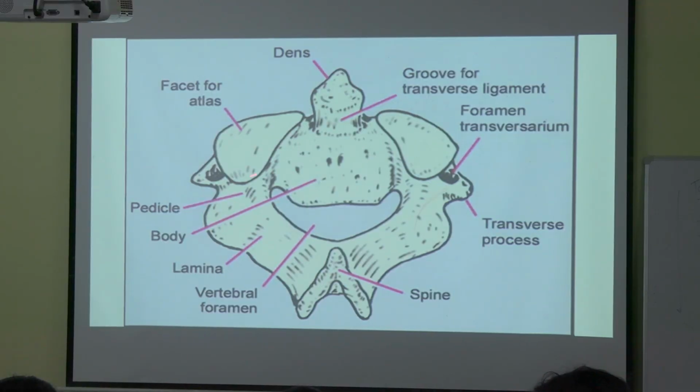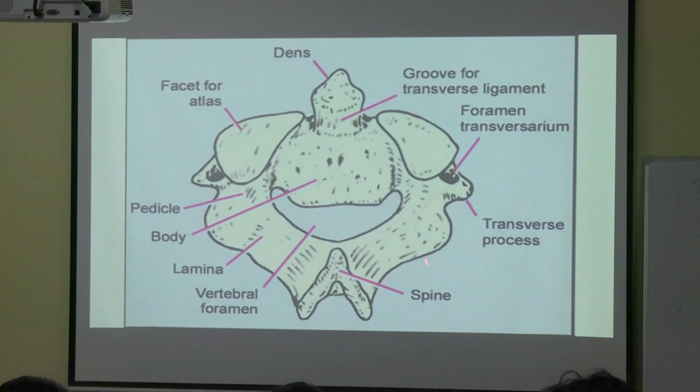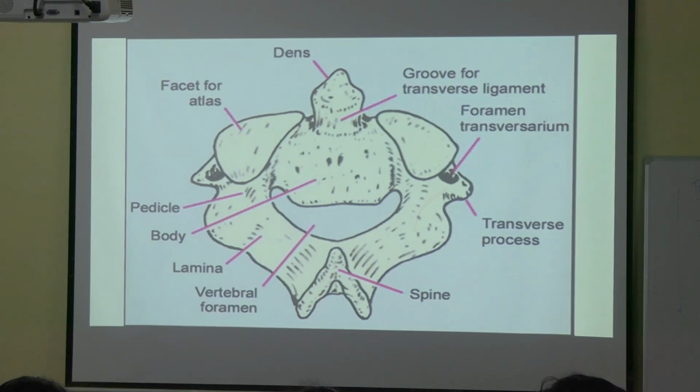Take a picture of this one. Read it with me. What is this? This is the dens. This one is the facet for the atlas. This one is also a facet for the atlas. These are the transverse processes. This foramen is the foramen transversarium. What is this? The vertebral foramen. And this is your spine. Spine was absent in C1. These two are the laminae, this is your pedicle, and this is the body.